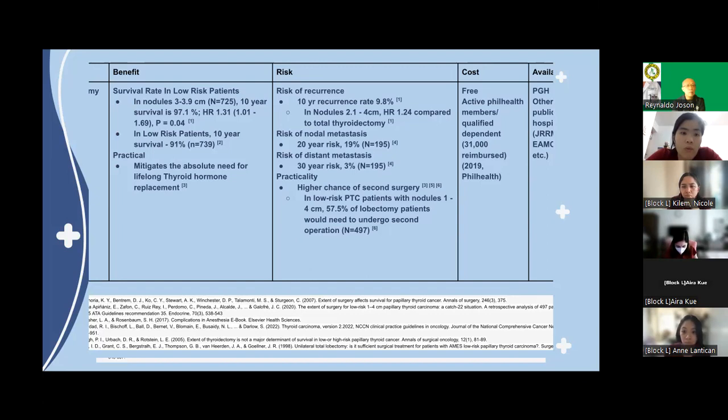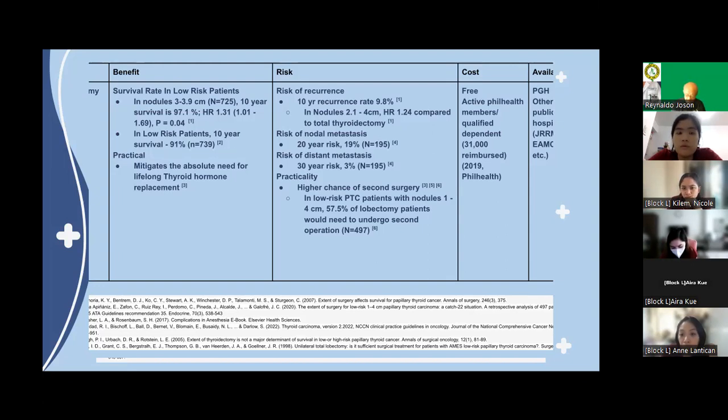For the risk, for patients with stage 1 thyroid cancer who underwent lobectomy, the 10-year risk of recurrence is 9.8%. In nodules 2.1 to 4 centimeters, the hazard ratio is 1.24 compared to total thyroidectomy. The 20-year risk of nodal metastasis for stage 1 thyroid cancer patients who underwent lobectomy is 19%. And the 30-year risk of distant metastasis was 3%.